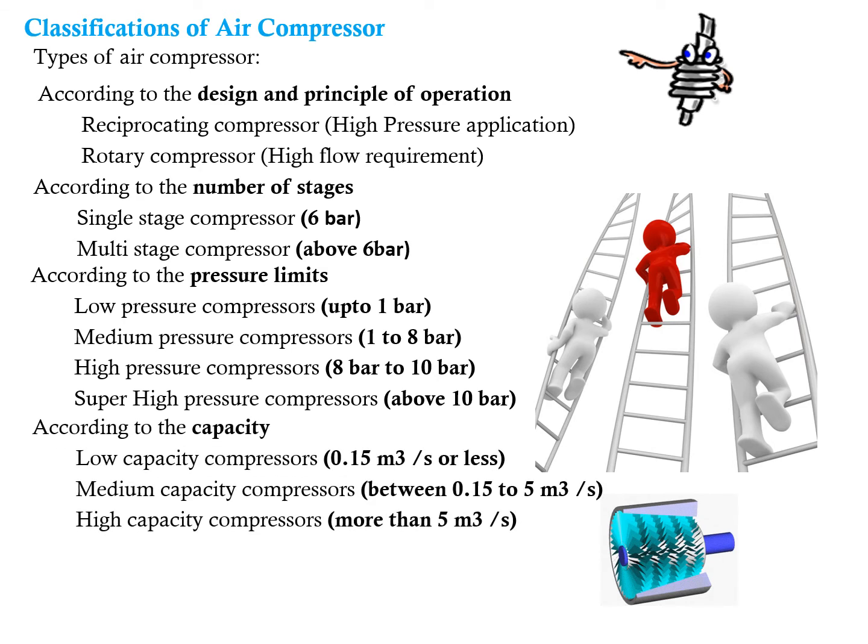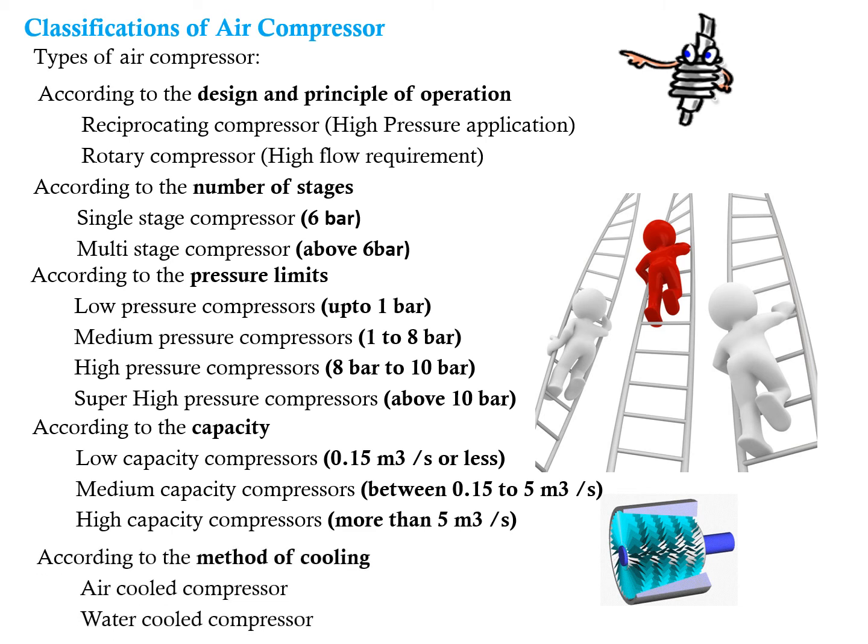Classifications according to the capacity. There are three capacities of air compressors. One is low capacity, which is up to 0.15 meter cube per second, which is equal to 315 CFM. In medium capacity compressors, capacity varies from 0.15 to 5 meter cube per second, which is equal to 315 CFM to 10,500 CFM. And lastly, high capacity compressor, which is more than 10,500 CFM. And finally, according to the method of cooling, there are two types of air compressor. First is air cooled, second is water cooled air compressor.